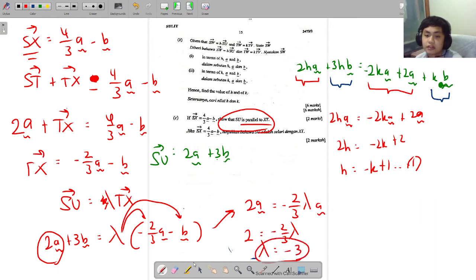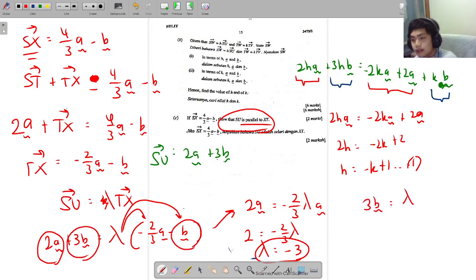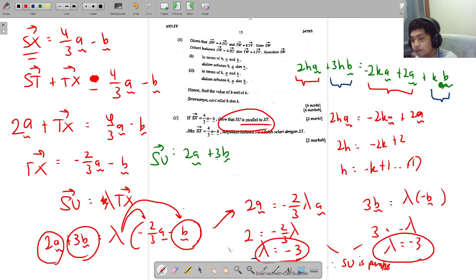Right? So in other words, I'm now going to compare the B vector. So 3B equals lambda negative B. So drop the B, it will just be 3 equals to negative lambda. Lambda equals to negative 3 once again. So since both lambdas are equal to negative 3, therefore we say that SU is parallel to XT. They must have the same value and sign, so that we know that they are parallel to one another.